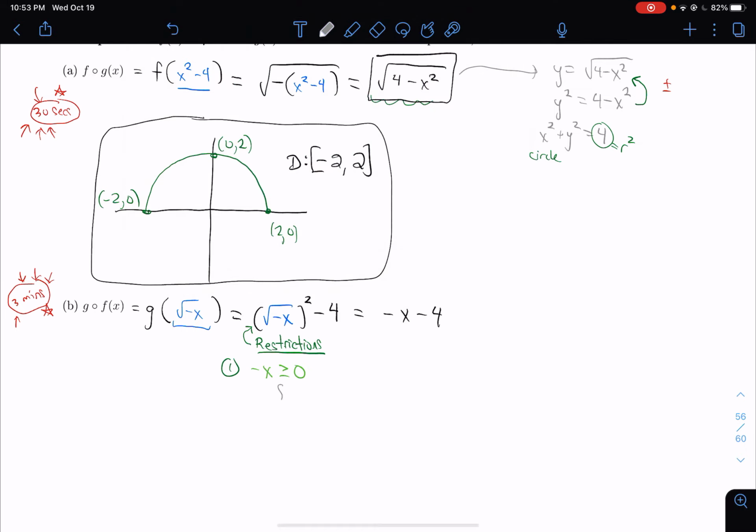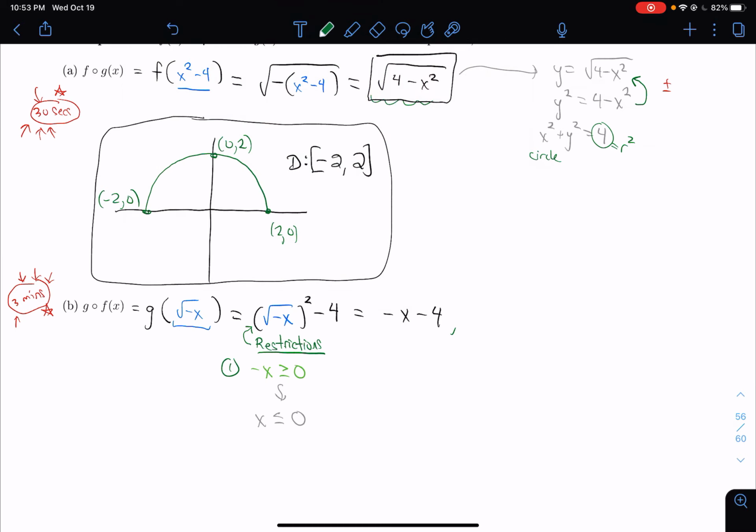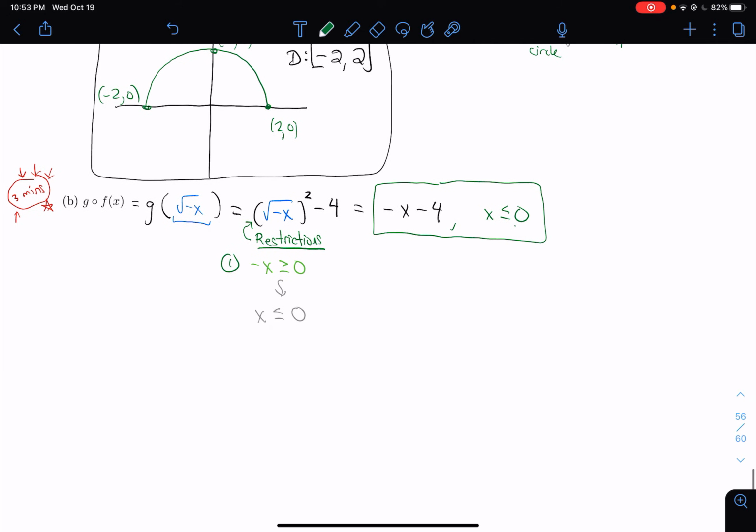So if I divide both sides by the -1, I'll get x. It'll flip the inequality, and then 0 divided by -1 is 0. So my domain is x is less than or equal to 0. In fact, I'm going to tack that on at the end of my answer here: x is less than or equal to 0. So this expression actually evaluated to negative x minus 4, but with this restriction that x is less than or equal to 0. Okay, so now I need to sketch the graph.